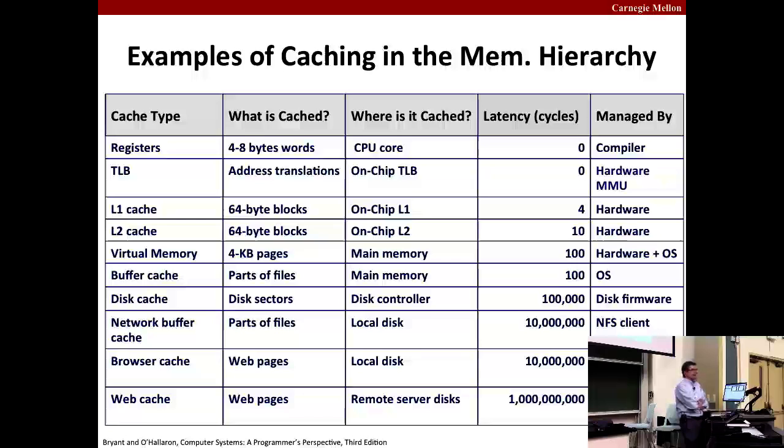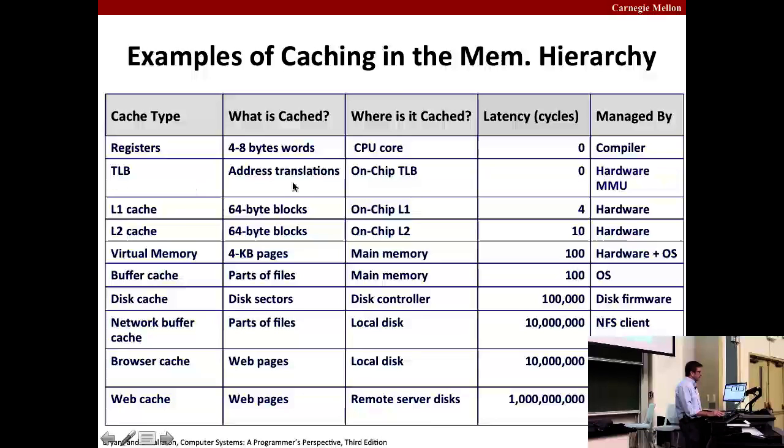These caches exist everywhere in the memory hierarchy, and all of them are caches of one form or another. You can think of the registers as a type of cache. What do they cache? 4 or 8 byte words. Where are they cached? Right on the CPU itself. What's the latency? It's instant, it happens within an instruction. And then who manages the cache? Somebody has to manage the cache. When there's a request to load an item from the lower level in the hierarchy, something has to decide what to do with that, where to put it in the cache. That's called managing the cache. In this case, the compiler manages the cache. When you compile your C code, the compiler figures out which register data items from memory are going to go into.